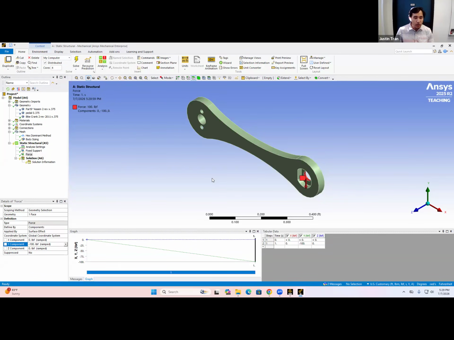Maybe I applied the boundary conditions incorrectly. Maybe my mesh needs to be improved. Or maybe the way that I thought about this, my physical intuition, was incorrect to begin with. But you always need to think about that.